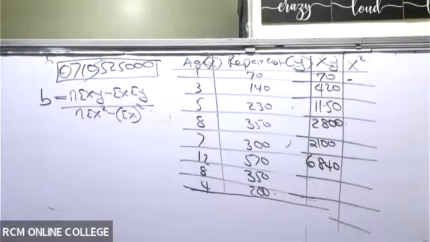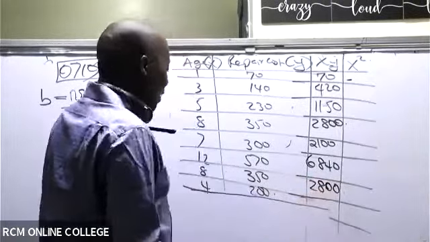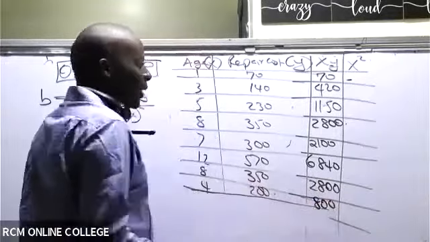great revision classes. So Sarah gives me 2,800. And then lastly, we have 4 times 200. This gives me 800. 4 times 200 is 800.